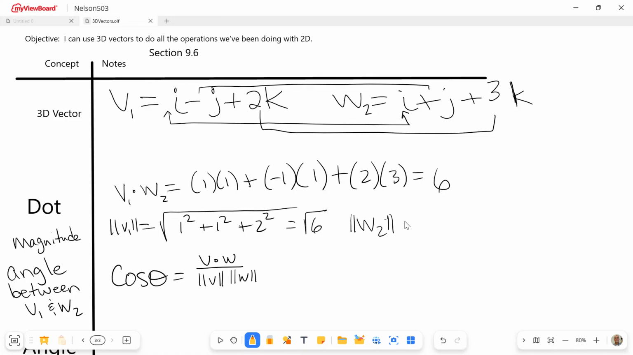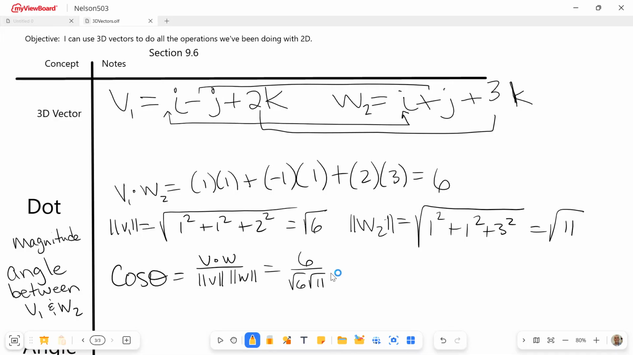So we've got the magnitude of w, square root of 1 squared, 1 squared, and 3 squared. So 1 squared, 1 squared, 3 squared, that's 9, 10, 11. So we got the square root of 11 here. Both these numbers are going down in the denominator, right? So the dot product up in the numerator, and then the square root of 6, square root of 11 in the denominator, okay? Whew.